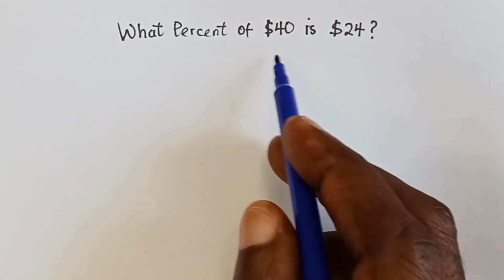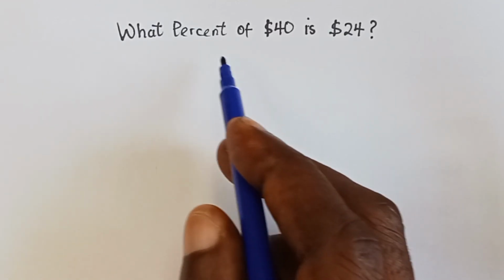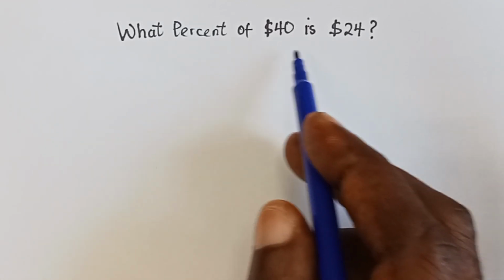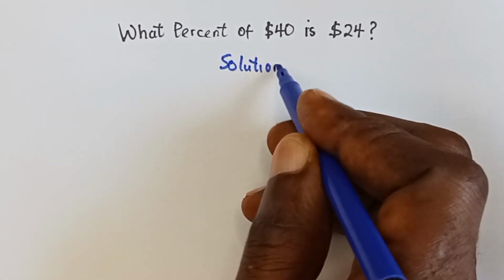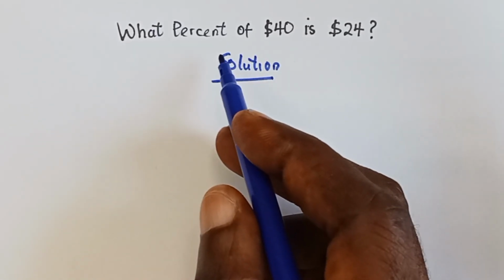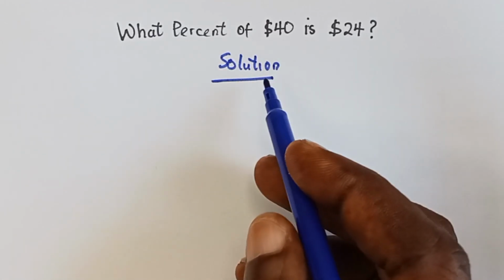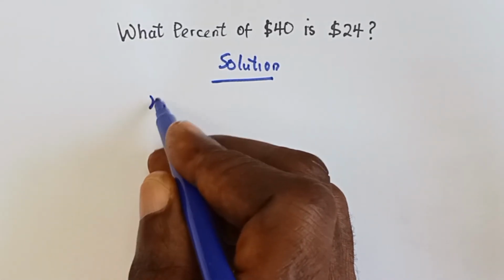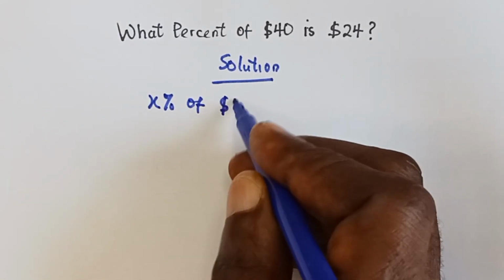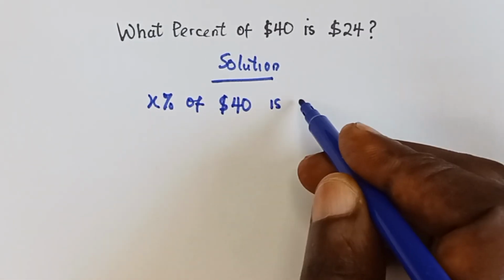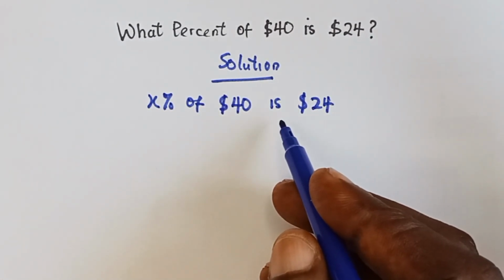Yes, I want to quickly show us the fastest way or the best way to find what percentage of $40 is $24. Okay, now this is what we'll do. Since we don't know the percentage of $40 that gives $24, we say X, right? So I will say X percent of $40 is $24.